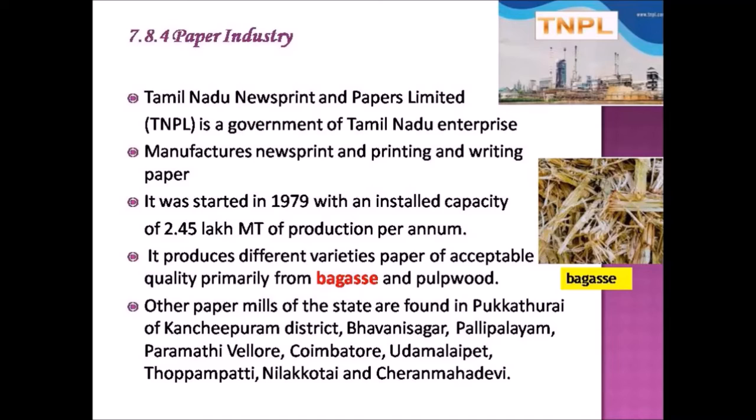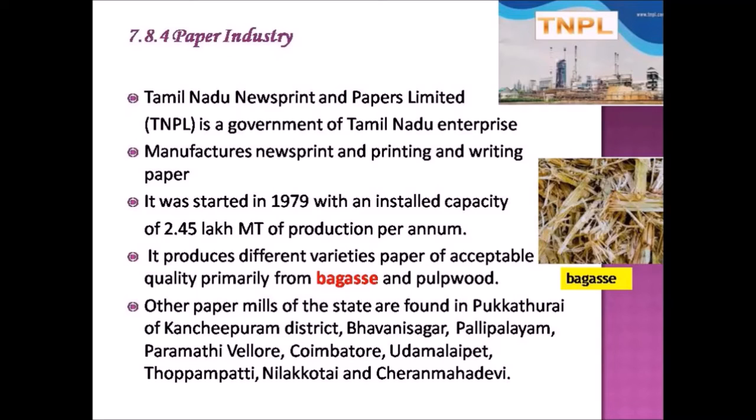TNPL was started in 1979 with an installed capacity of 2.45 lakh metric ton of production per annum. TNPL is one of the most accomplished mills, that is, the most proficient mill in the world, producing different varieties of paper of acceptable quality, primarily from bagasse and pulpwood.